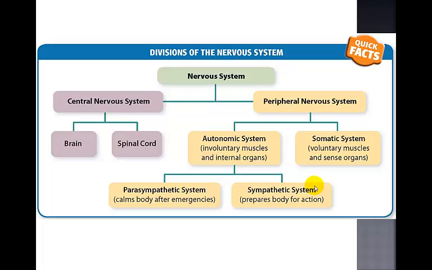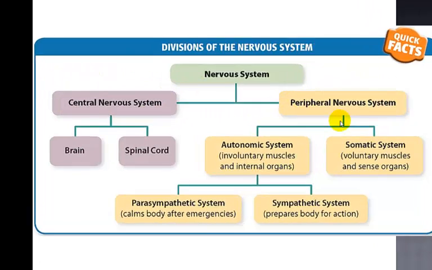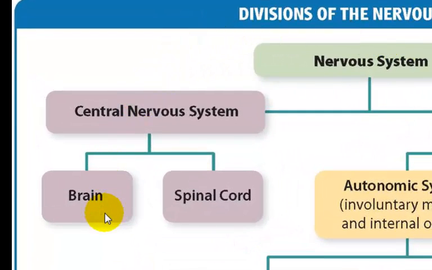Anyway, the two basic components of the nervous system are the central nervous system and the peripheral nervous system. The central nervous system is easy. That's your brain, and it's connected to your spinal cord.